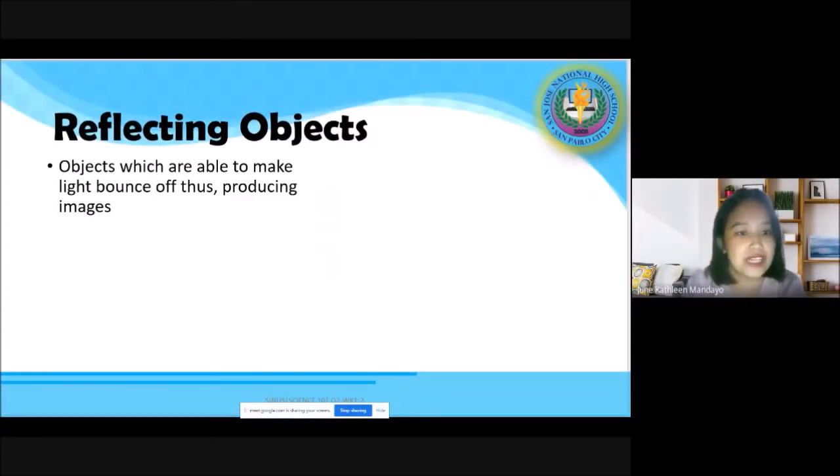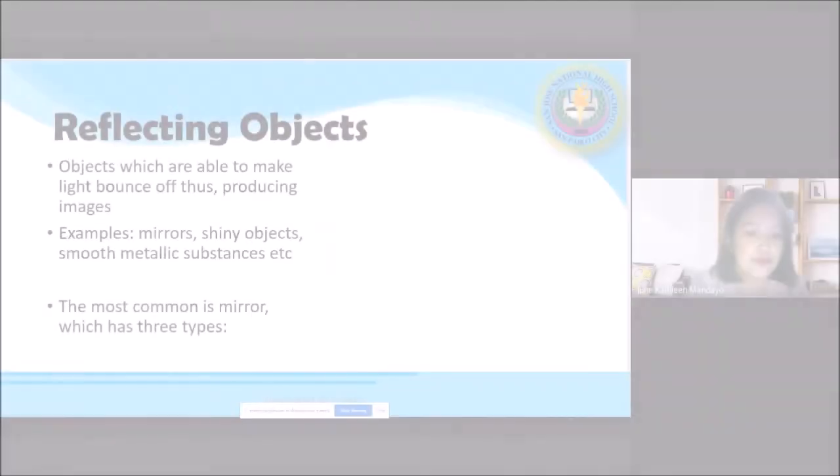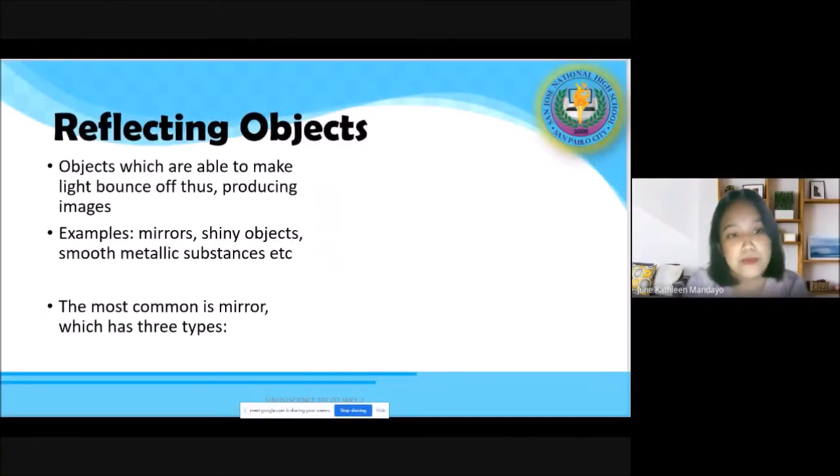We define reflecting objects as objects which are able to make light bounce off. So the keywords here are light bounce off, thus producing images. Examples of reflecting objects are mirrors, shiny objects, smooth metallic substances, and others. The most common type of reflecting objects are the mirrors. So we'll be focusing first on the mirrors to discuss more of reflection.